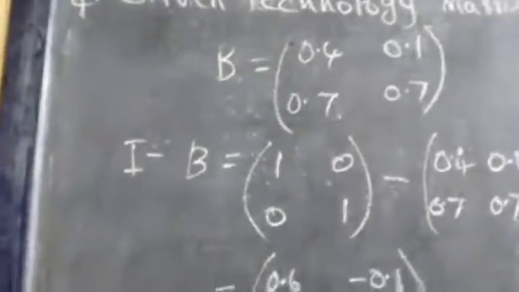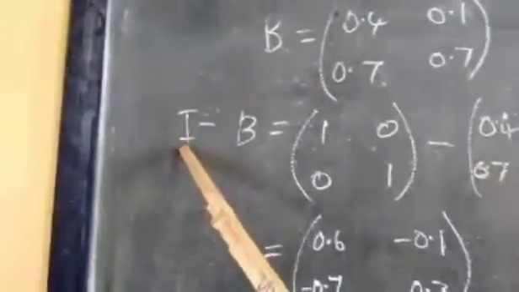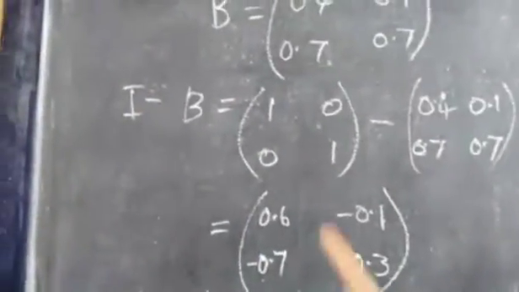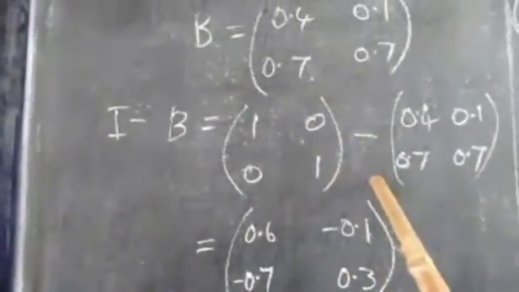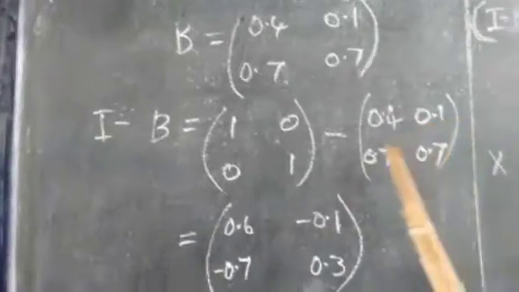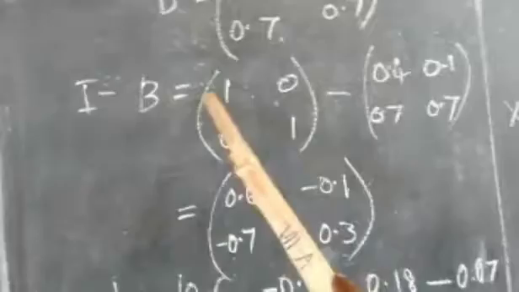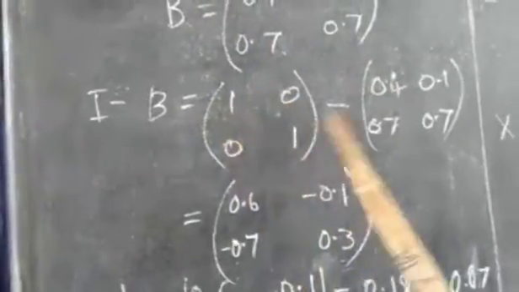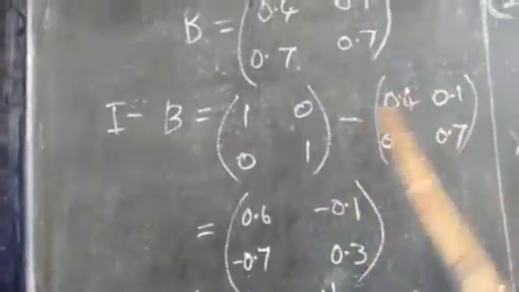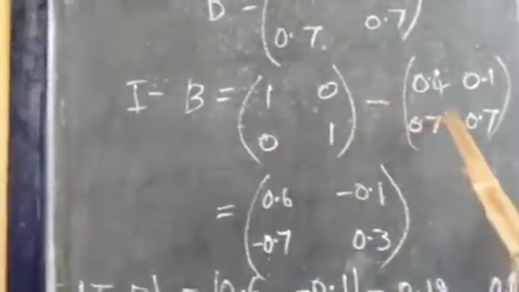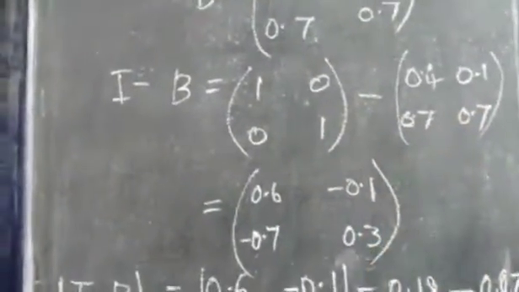Now we will go for I minus B. What do you mean by I? I means identity matrix. The 2 by 2 identity matrix is 1, 0, 0, 1, minus 0.4, 0.1, 0.7, 0.7. Now let us subtract corresponding entries. 1 minus 0.4 is 0.6, 0 minus 0.1 is minus 0.1, 0 minus 0.7 is minus 0.7, 1 minus 0.7 is 0.3. Is it okay?